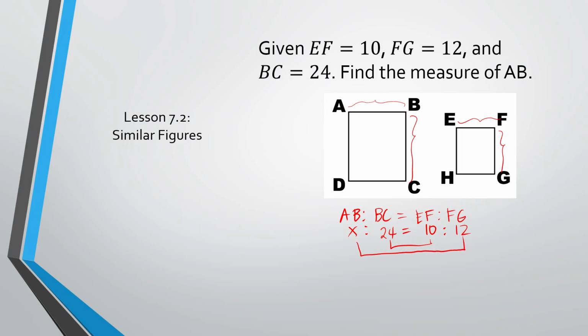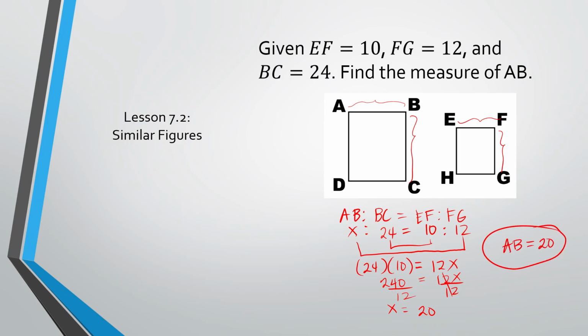So therefore we have here 24 times 10 is actually equal to 12x. 24 times 10, which is 240, is equal to 12x. Then divide both sides by 12 so that your x here is 20. And remember that the 20 is your value of AB. So therefore, AB is actually equal to 20.